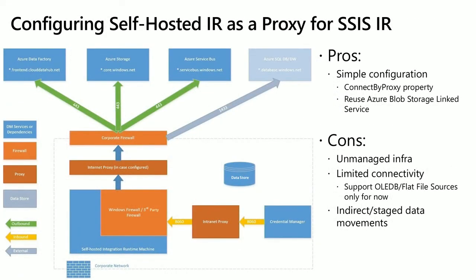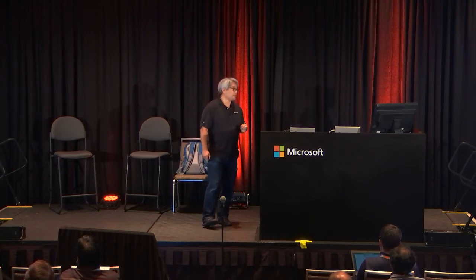On the self-hosted IR, it's a bit simple. There's no more inbound traffic requirement. There's only outbound traffic, right? There's only 443 and, let me see, 1433, right? And you just install your gateway behind your corporate firewall. The pros of this self-hosted IR solution is it's very simple to use. There's no change in the package. You just basically enable a property called connect by proxy on the connection manager, right?